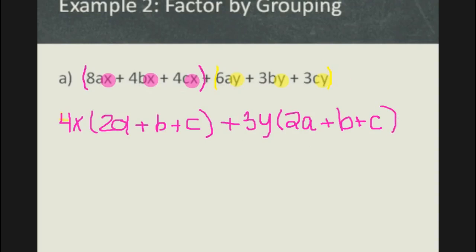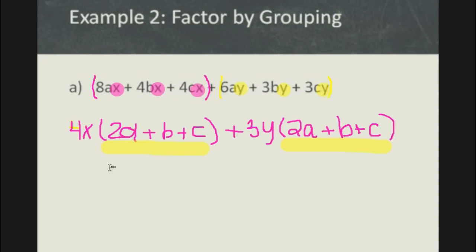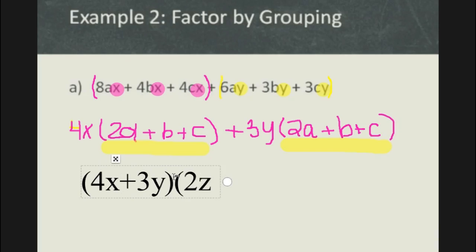When we set up factor by grouping, what's left behind in each of your factored parts needs to match. So that 2a plus b plus c needed to match in both, which it does. So my final factor by grouping answer becomes 4x plus 3y, 2a plus b plus c. So that is your final answer. You cannot stop here. You need to get to this level here.